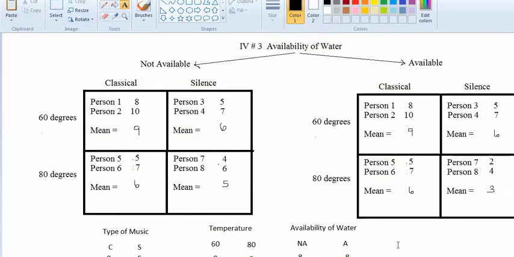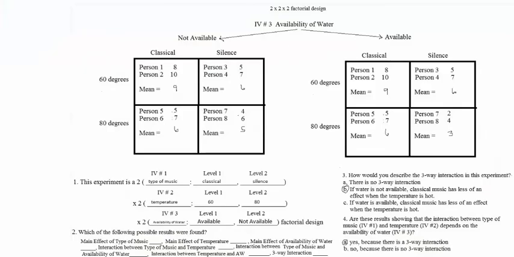Now what I asked for over here was the interactions between pairs of independent variables, interactions between 2 independent variables. And I'll show you what I mean. We wanted to look for an interaction between type of music and temperature, an interaction between type of music and availability of water, and an interaction between temperature and availability of water. So an interaction between IV1 and IV2, an interaction between IV1 and IV3, and an interaction between IV2 and IV3. I'll show you how we can find out which of these were in our data set.